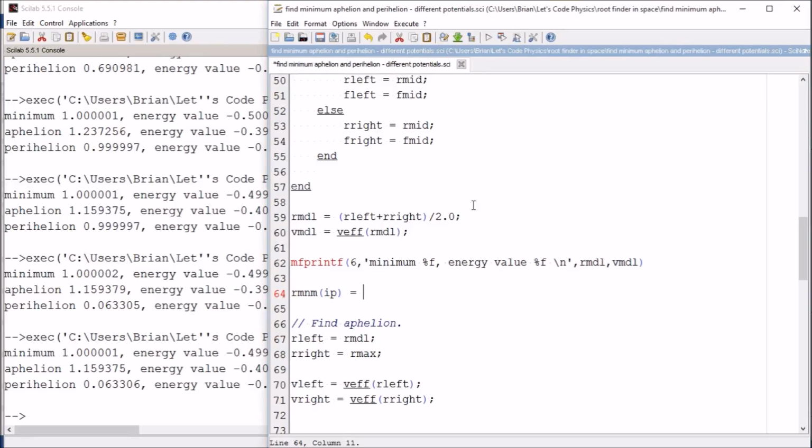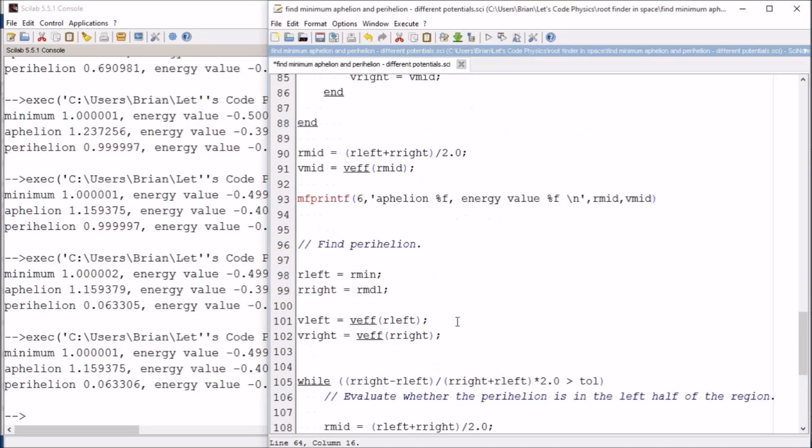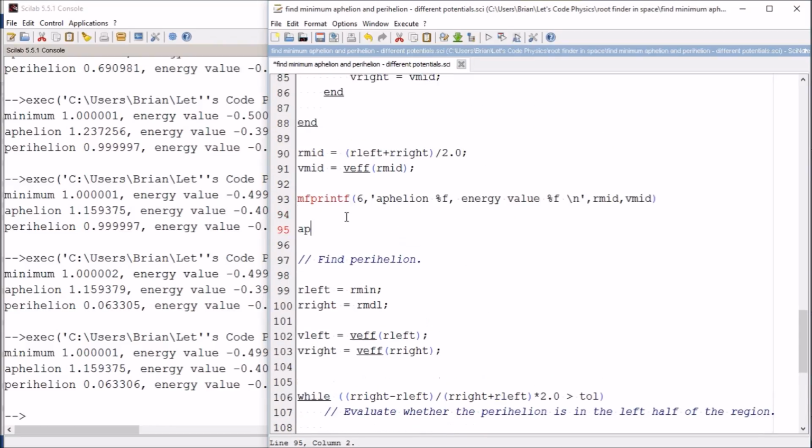So that's now going to be our minimum value, our middle. So that's fine. Let's scroll down. The next thing we need is the aphelion value. So let's store that in an array, aphe.